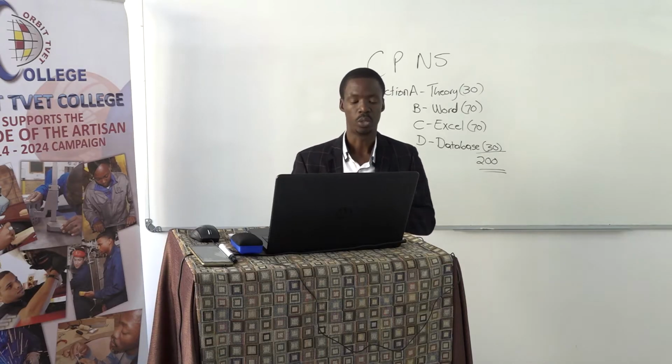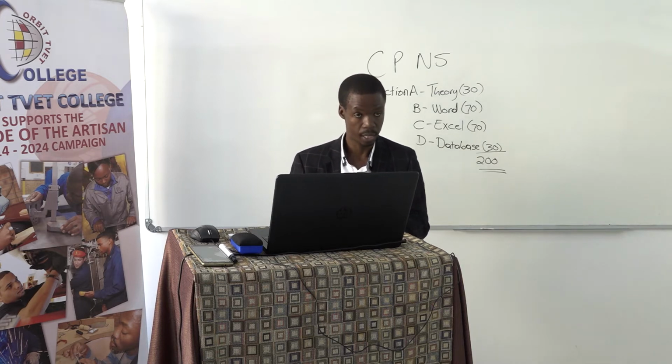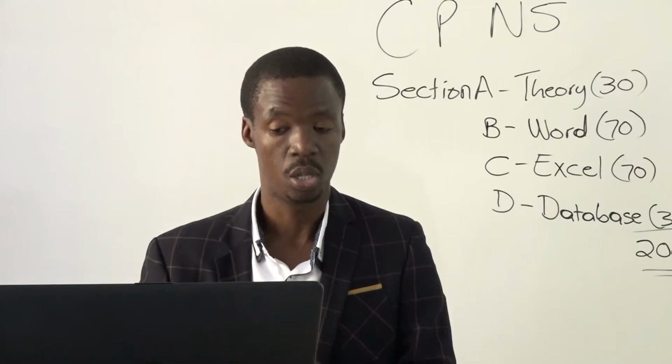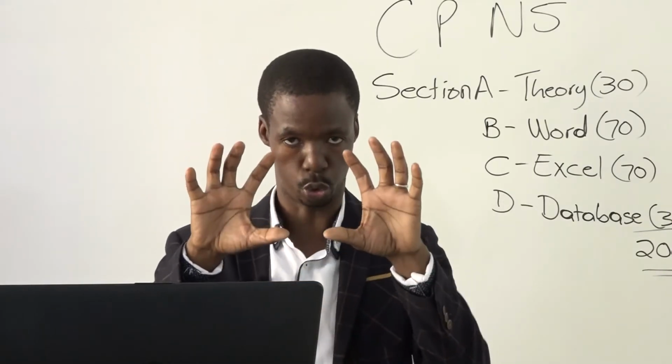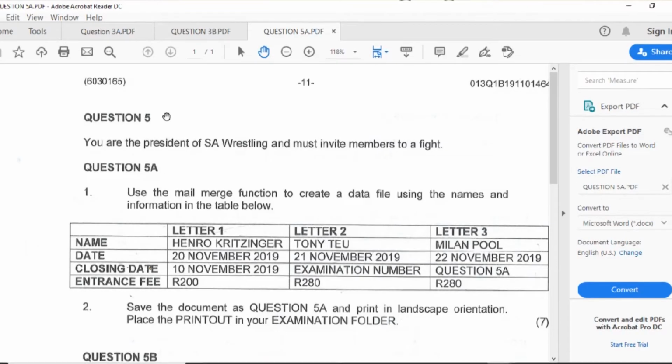So today I've prepared from the final question paper of computer practice, the one that was written last year, November 2019. I just zoomed into the part of mail merge. We have question 5. We are reading there. It says, you are the president of South African Wrestling and must invite members to a fight. Question 5A says, use the mail merge function to create a database file using the names and the information in your table below.